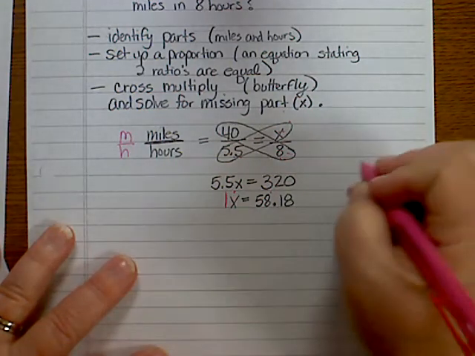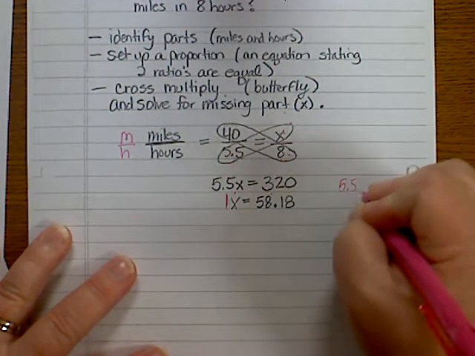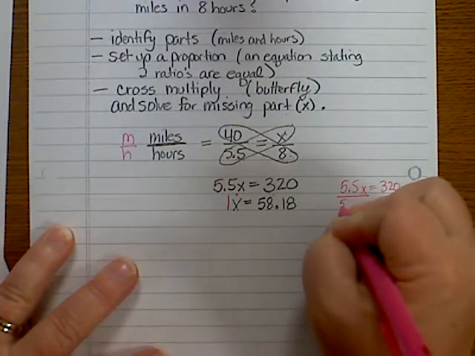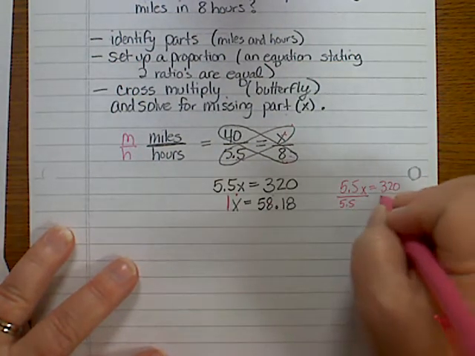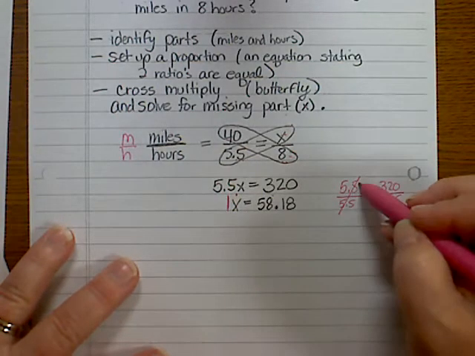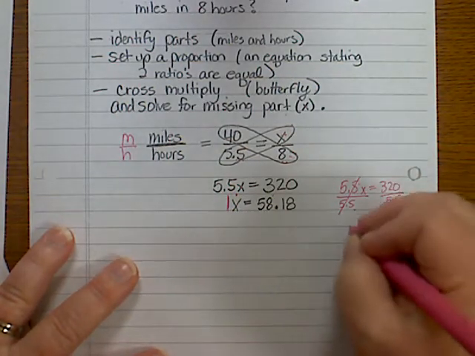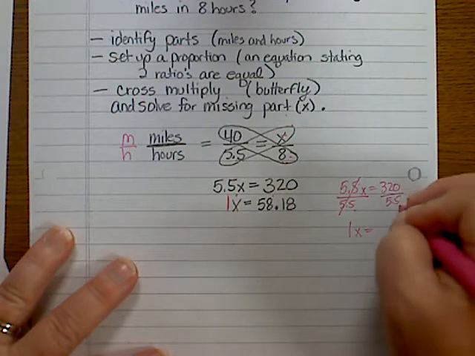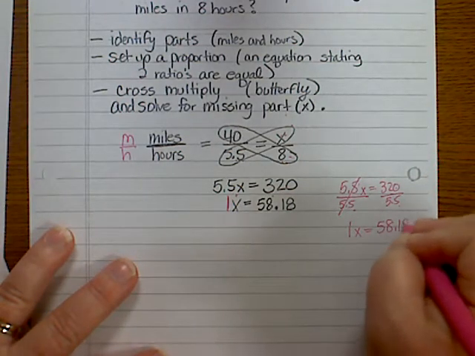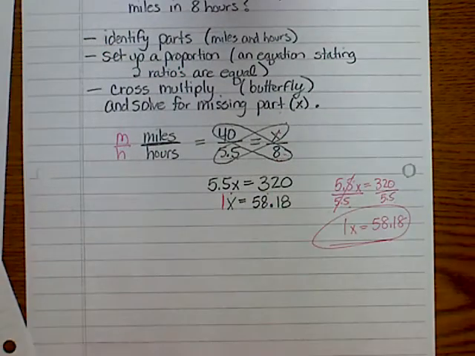All right, so what happens is you take 5.5X is equal to 320. You divide this side by 5.5. You divide this side by 5.5. This 5.5 divided by 5.5 gives you 1. And 320 divided by 5.5 is 58.18. And that would be your answer.